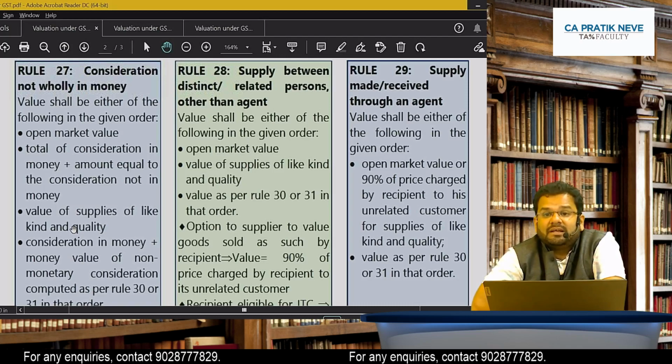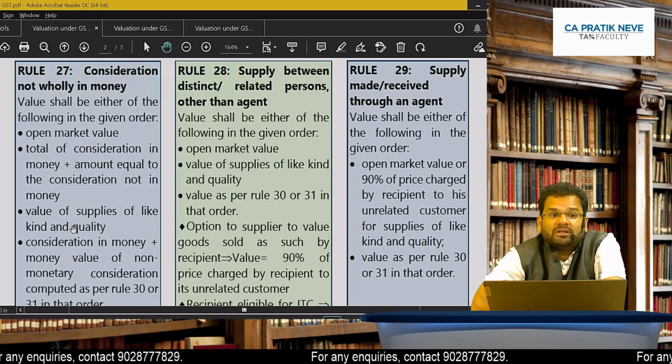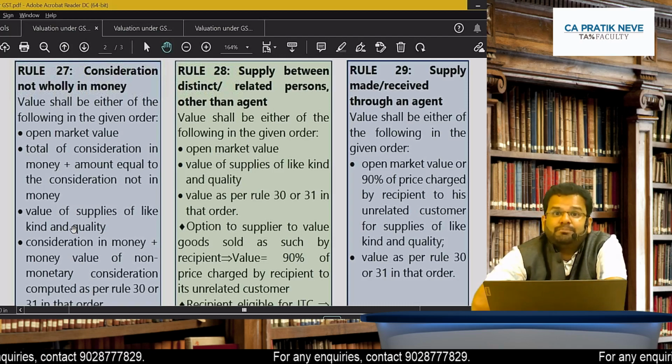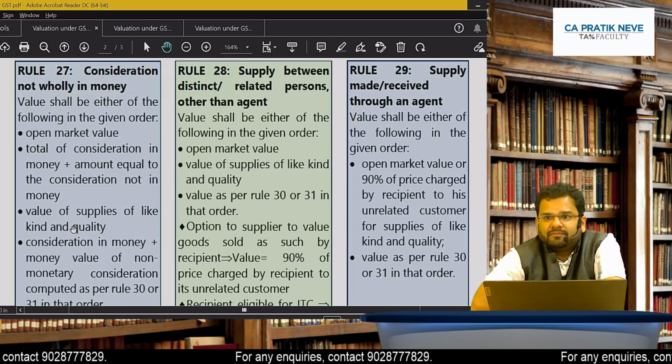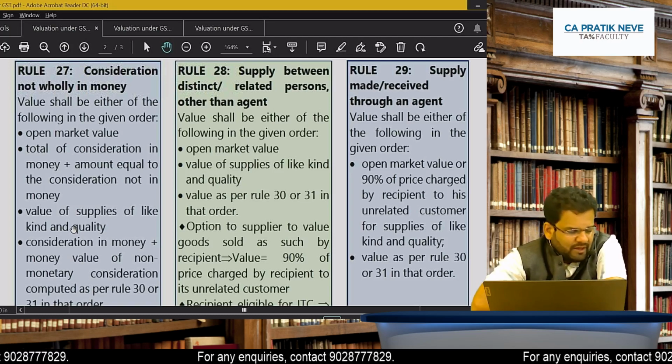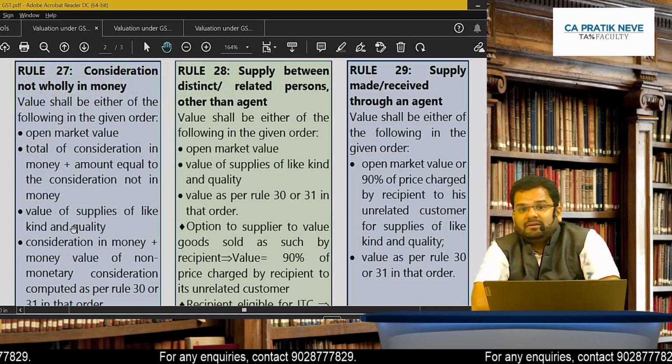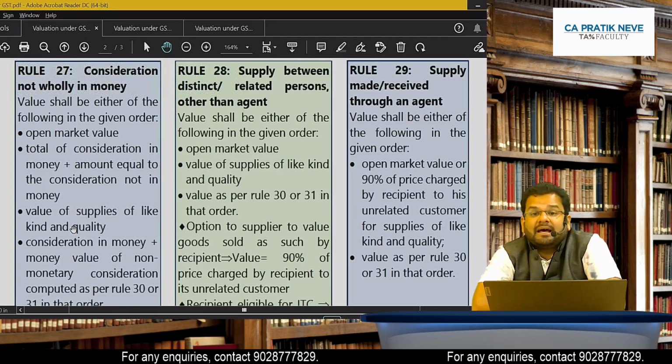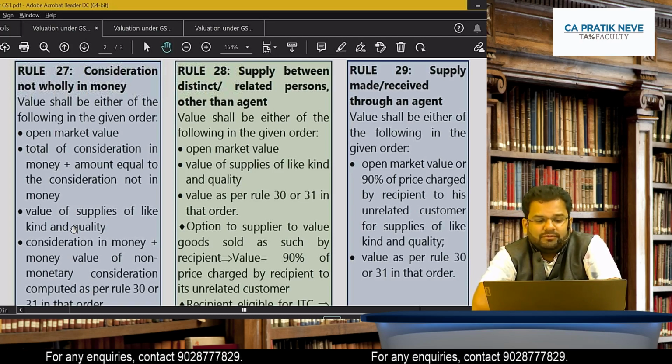Shopkeeper is selling similar sofas, not the same product, but similar sofas. Is there some value for that? Yes. So you can take that as assessable value. Understood?